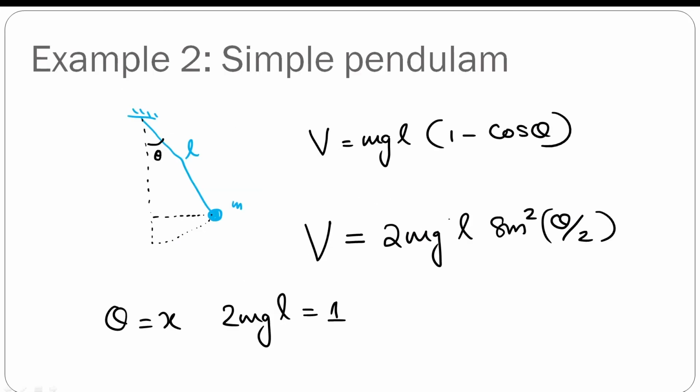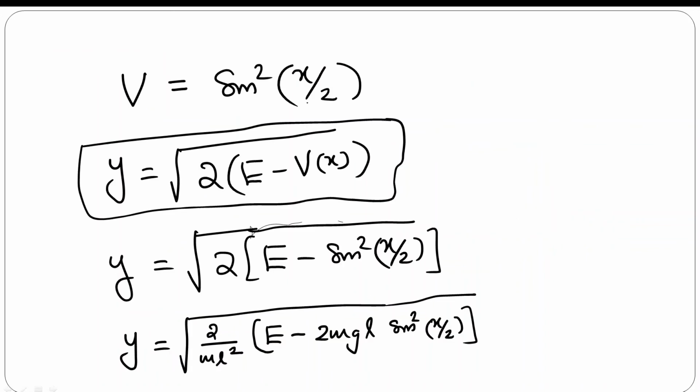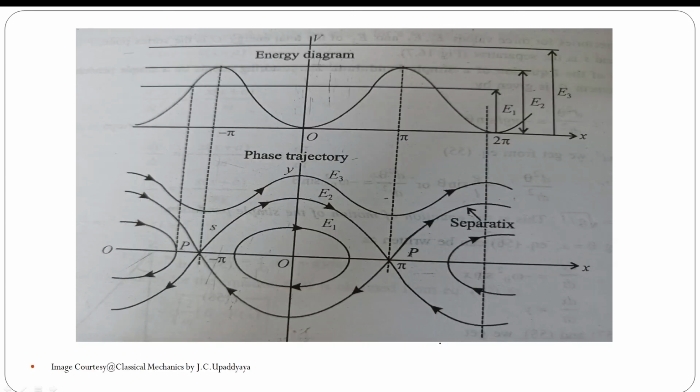That is, we have taken this 2 mgl as 1 here, and theta equal to x, and after that we have obtained sin square x by 2, and we just omitted the dimensions and constants. So this is E minus sin square x by 2. If you actually solve it, you can try that also. If you keep the constants, you can see that this relation will be y equal to root of 2 by ml square into E minus 2 mgl sin square x by 2. Now let us see the phase trajectory.